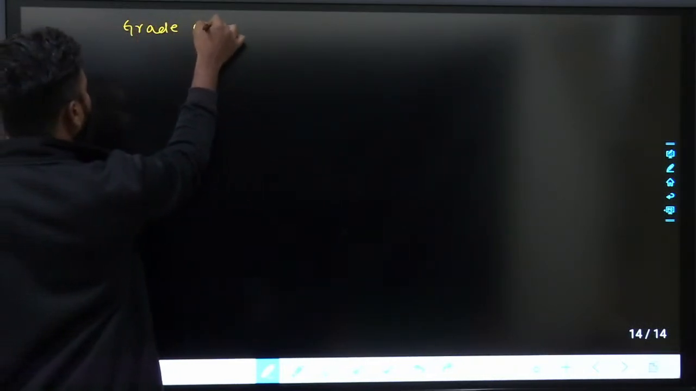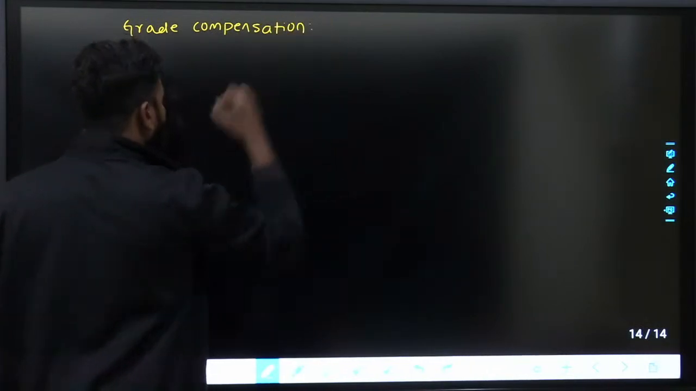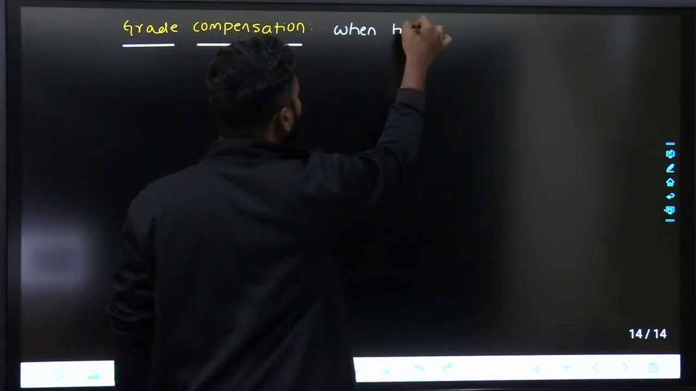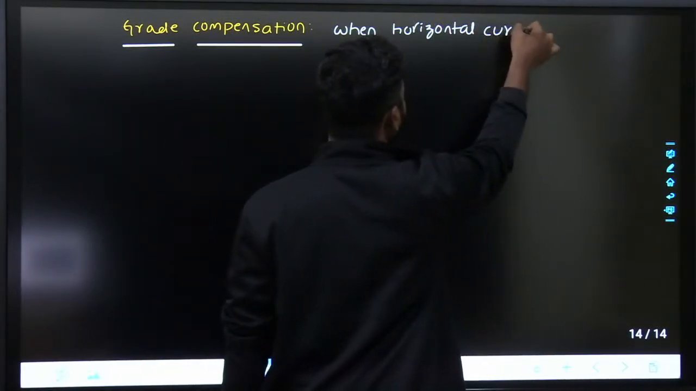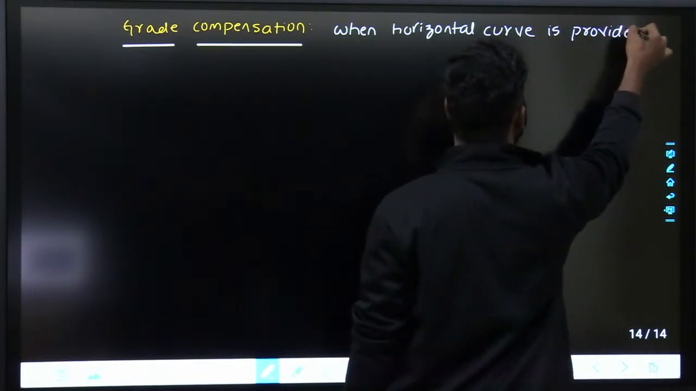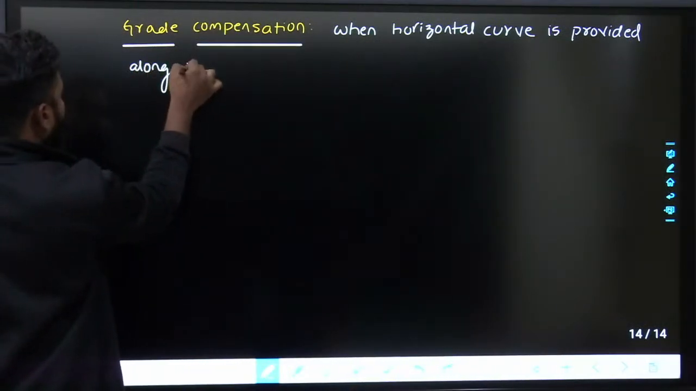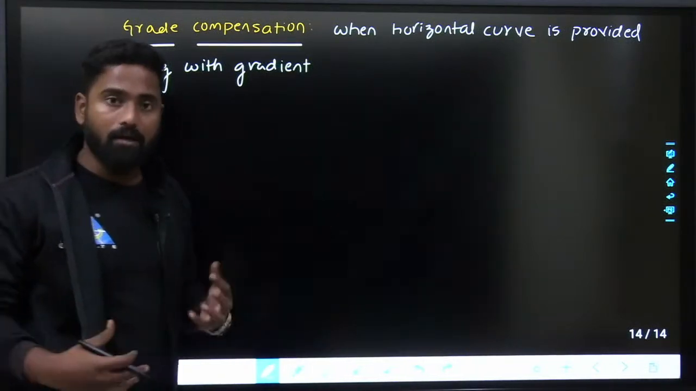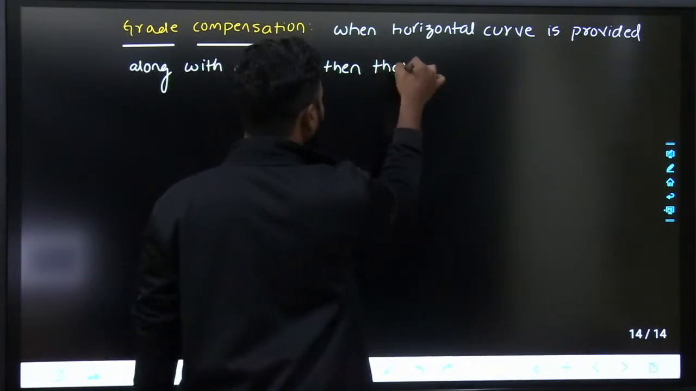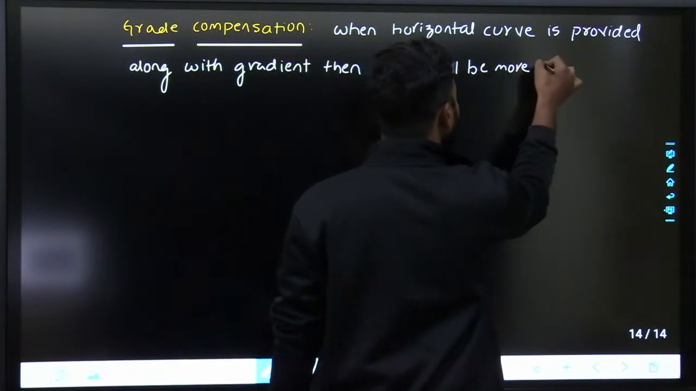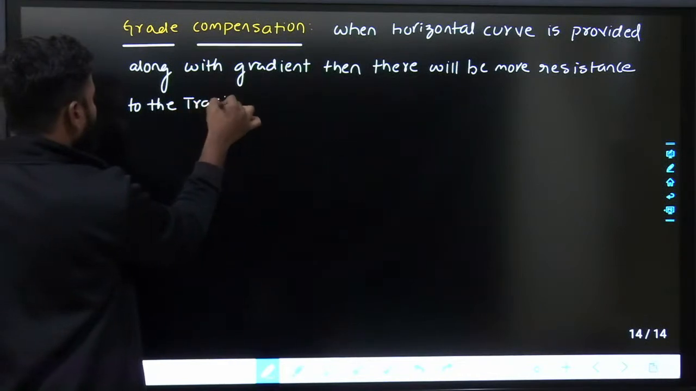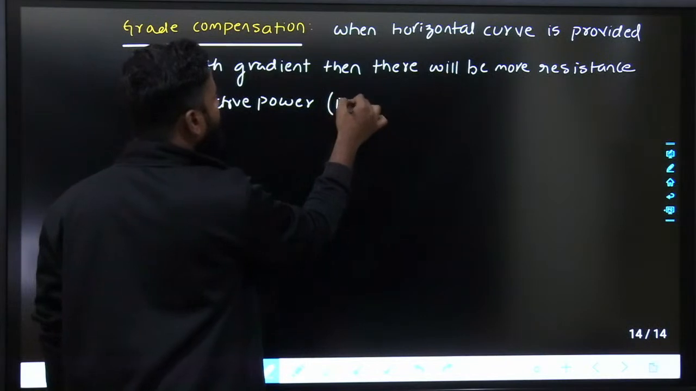Fine. The next one is grade compensation. When a horizontal curve is provided along with gradient or vertical curve, then there will be more resistance to the tractive force of the vehicle, to the tractive power, indirectly the pulling power of the vehicle.